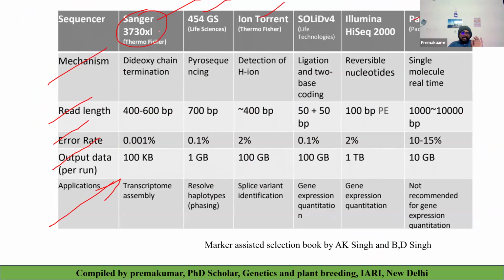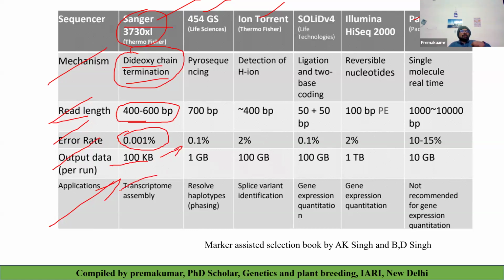For example, take Sanger sequencing. The chemistry used is the dideoxy chain termination method, the read length is 400 to 600 base pairs, the error rate is 0.01%, and it can generate 100 kb of data per run. It can be used for transcriptome assembly, or for sequencing, transgene validation, whatever it may be. It has wider application.